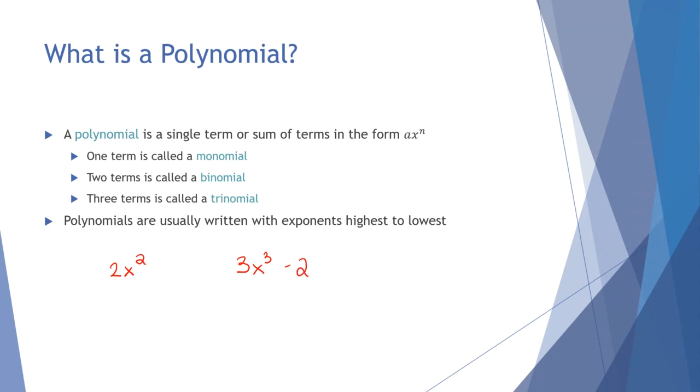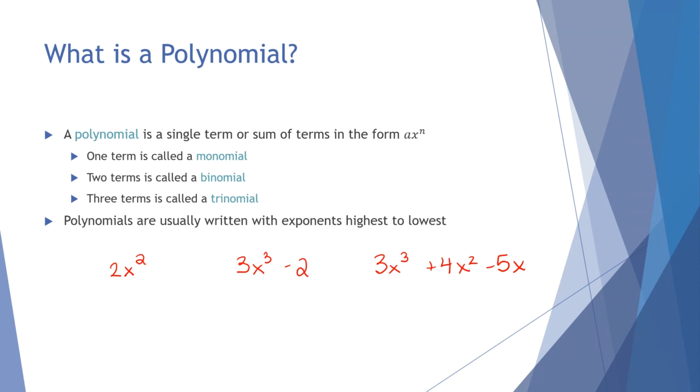So the 2 doesn't have a variable, but that's still considered a polynomial, but the exponent would be 0. So that's a binomial. A trinomial is something that has three terms, like 3x cubed plus 4x squared minus 5x. So that is also a polynomial, and it has three terms, so that is specifically called a trinomial. Usually we write polynomials from the highest to lowest exponent. That's considered standard form.